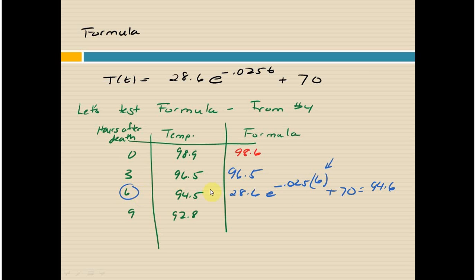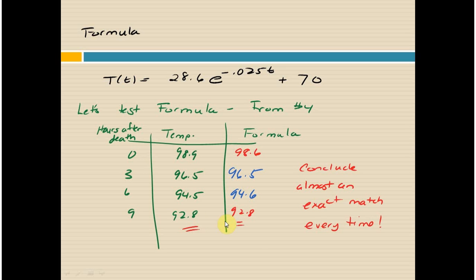Now I take 6 and plug it in for t into the formula. After I punch it out on a calculator, I get 94.6. And then I do the same thing for t equals 9. And you see that looking at them at t equals 9, they're a perfect match. Almost perfectly every time. 94.5 is pretty close to 94.6. So this model is doing really well on number 4.